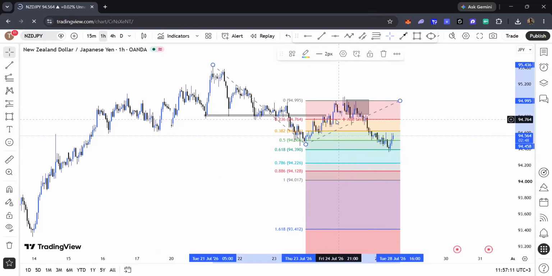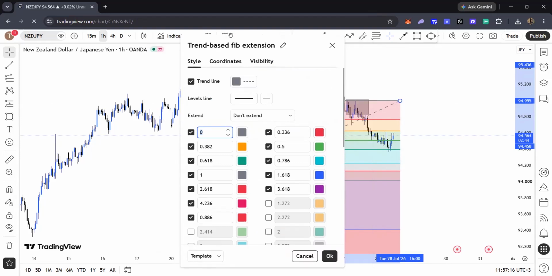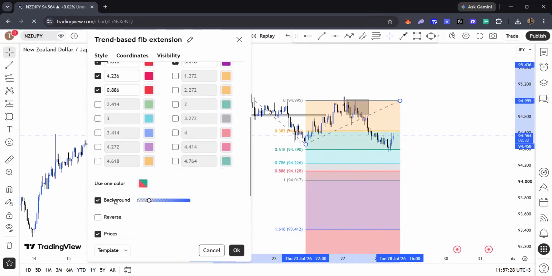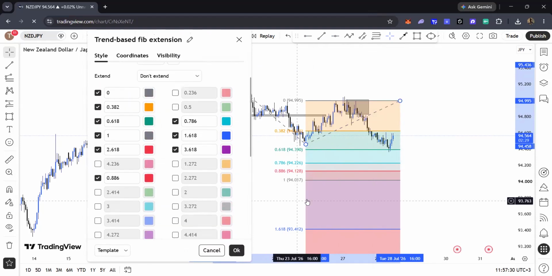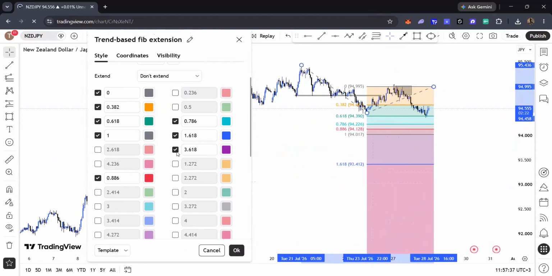You double click into settings, then you come to style and you uncheck the ones that you don't feel are useful. To me, I always remove this 0.236. Then I also remove the 50%. Then I remove the ones that seem too far, like this. You can see how it's very far. I also remove this one. Which one is the last one? This one, I remove it, you can see. And yes, I can leave this one because at times it will work out, but to me not really.